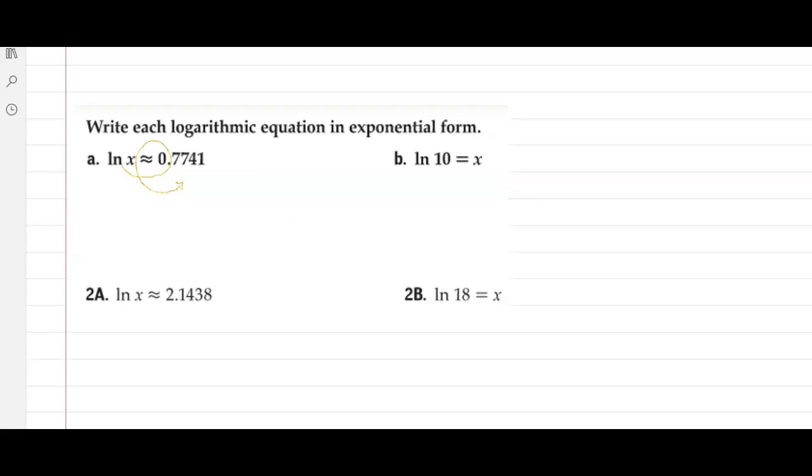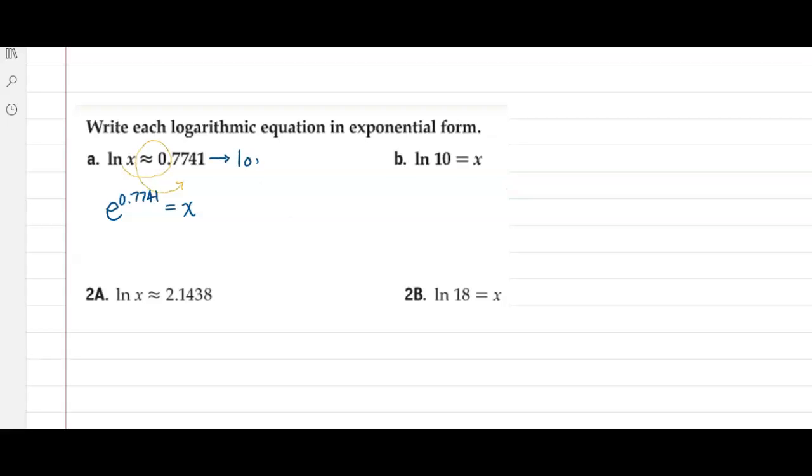We are saying that the log, we're starting with our base right here, which is e, to this number, 0.7741 equals x. Now, if that gives you trouble, you could do an intermediate step.